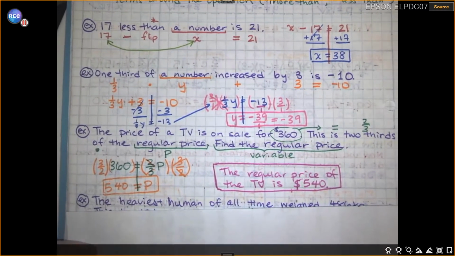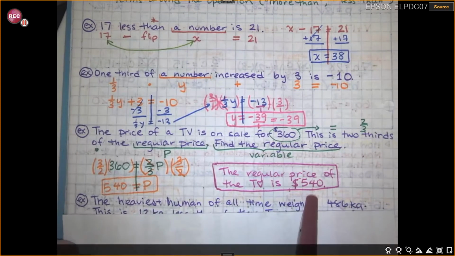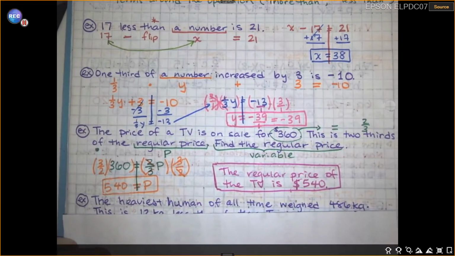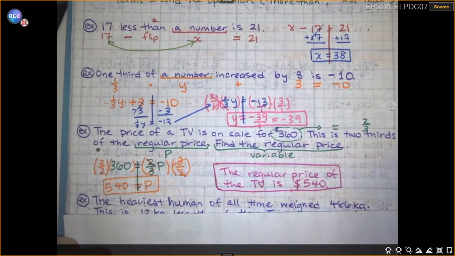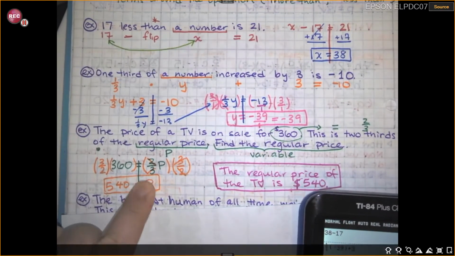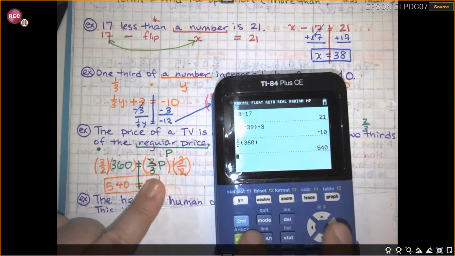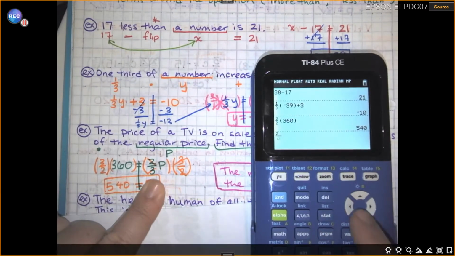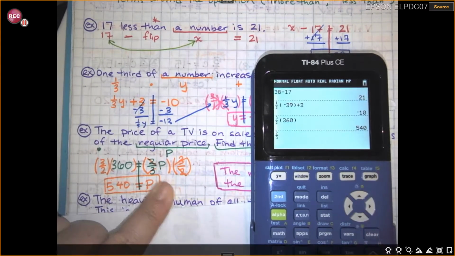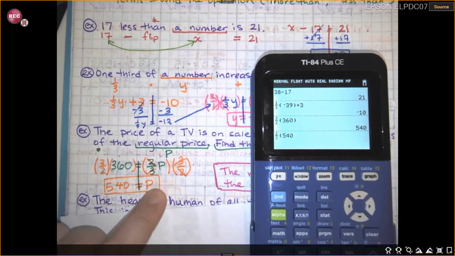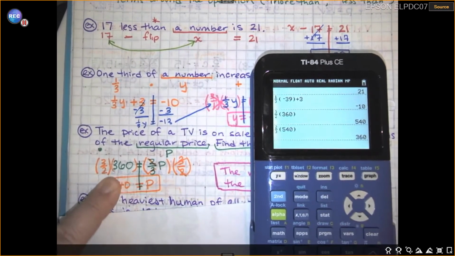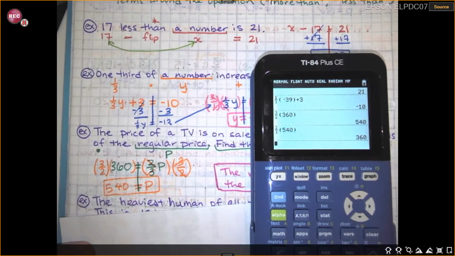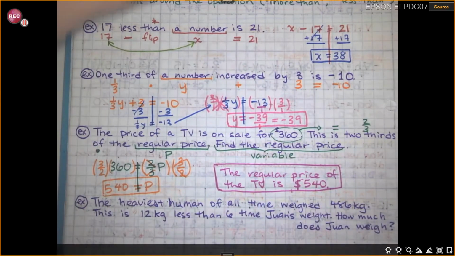Now, just to make sure that this all makes sense, this is more expensive than the sale price. Does that make sense to us? Yes, because if it's on sale, it's cheaper. And again, if I put it into the original problem and do 2/3 times P, so 2/3 times 540, which is our P, I should get 360. Good. So 360 is indeed 2/3 of the original price. Okay? Last one.